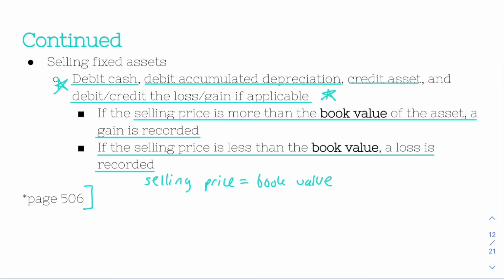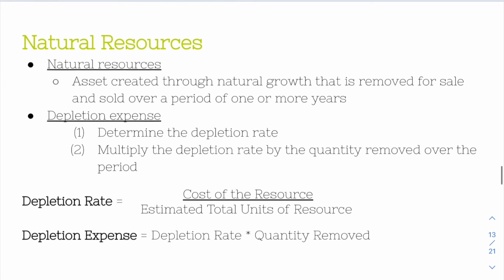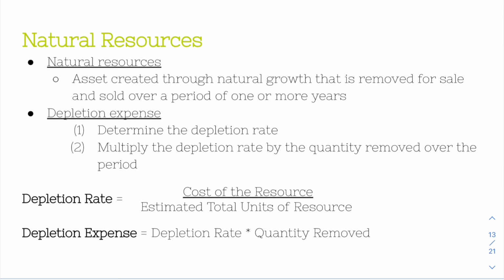Okay, now we're going to talk about natural resources. So the process for natural resources is very similar to what we do with fixed assets and depreciation, but it is useful to go through it as well. So natural resources are assets created through natural growth, and they are removed for sale and sold over a period of 1 or more years. So I'm sure you know what natural resources are, but if you're not familiar, it could be coal from a mine, it could be trees that you use for lumber, all sorts of things like that.